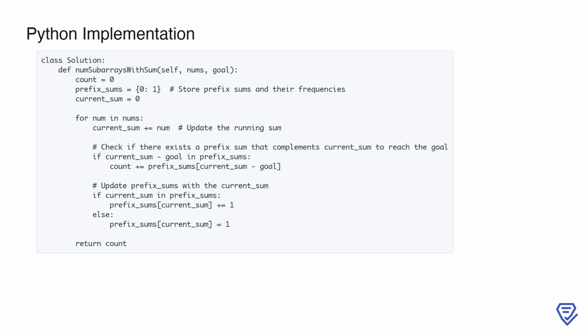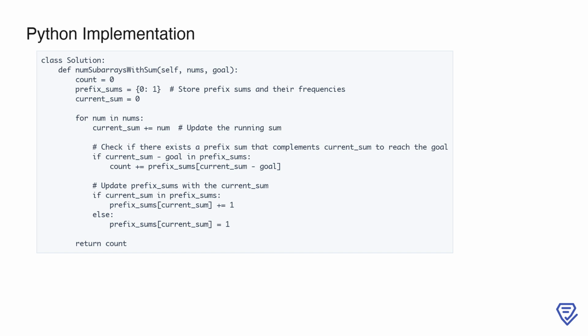Iterate through the list. As we loop through each element in nums, we add the current element, num, to current_sum, updating the running total. The key observation is that if current_sum - goal exists in prefix_sums, it means there is at least one subarray ending at the current index whose sum equals goal.